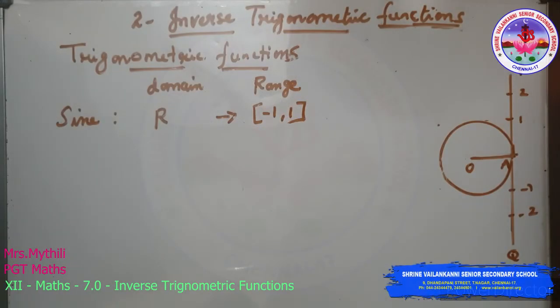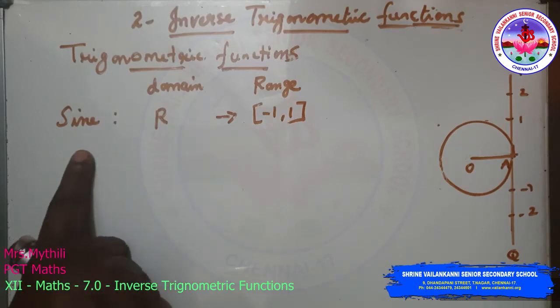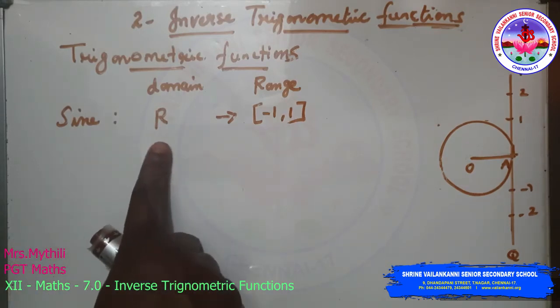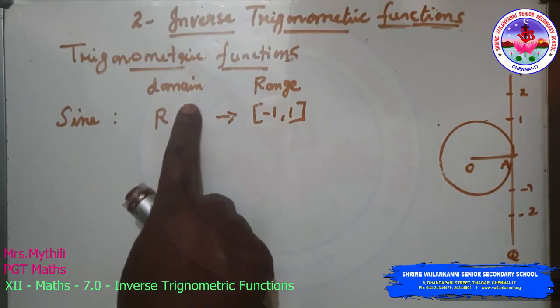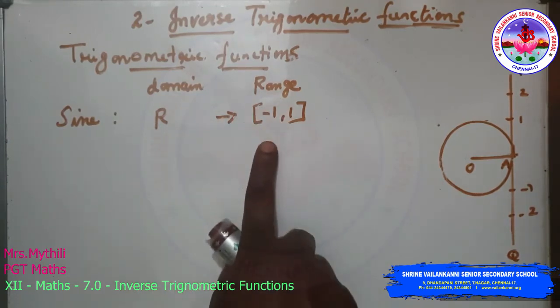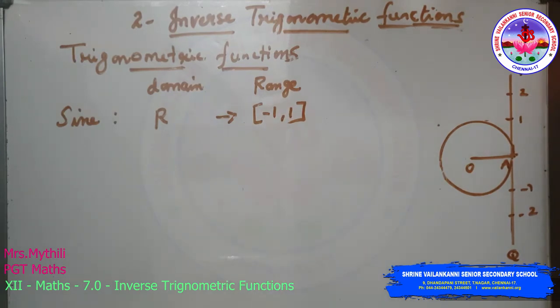In class 11 we have studied trigonometric functions. The sine function is from R, the real numbers, to the closed interval minus 1 comma 1. So the domain is the real numbers and the range is minus 1 to 1.